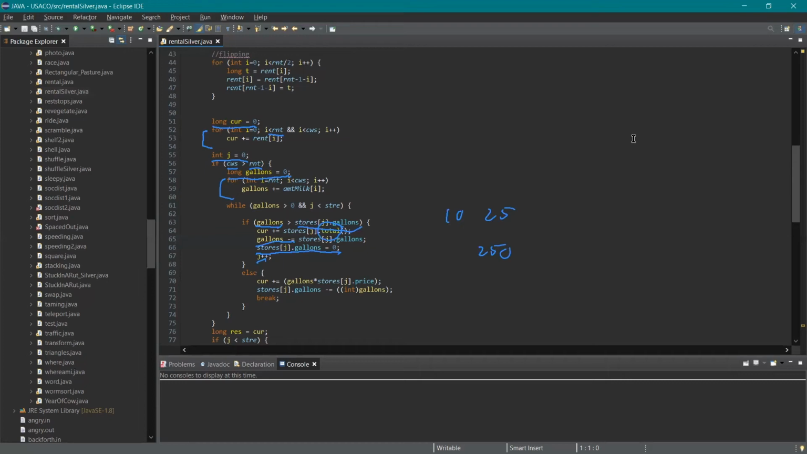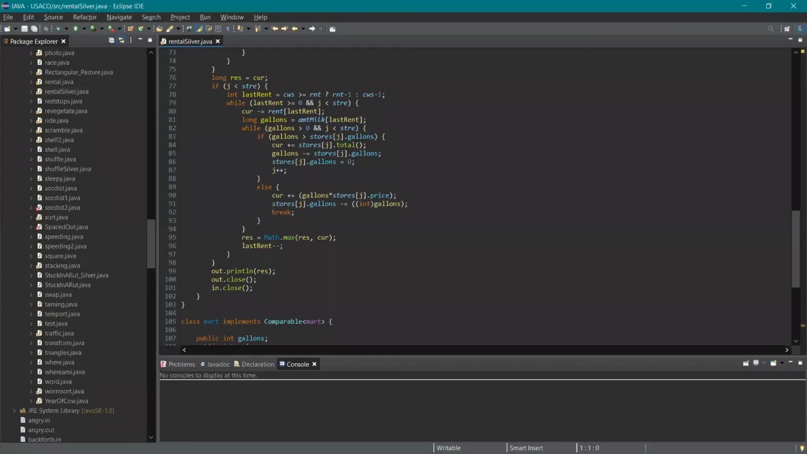But this is only if this part of the code is not satisfied. So if gallons is actually less than the store's amount, then we only sell the remaining we have, which is what the stores need. Then we pass current to result, or res here. And then if j is less than store, which means we haven't gone through all the stores, then we're taking out anything inside.